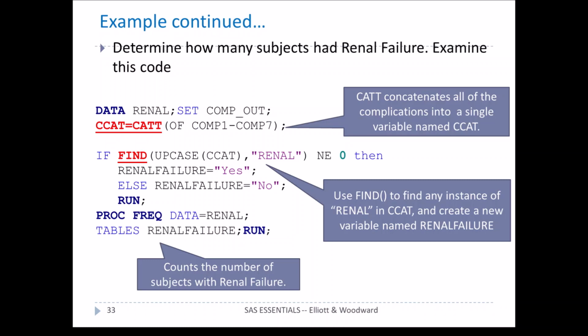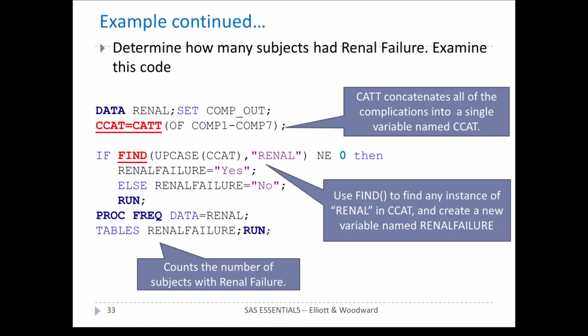As we'll see in the next slide, it's going to stack all the complications into one variable called ccat. And then within ccat, I'm using the function called FIND, and I'm making sure everything is uppercase so things will match. So I'm saying find the word RENAL in uppercase ccat. And if the find result is not equal to 0, then I'm going to say renal failure equal yes, else renal failure equal no.